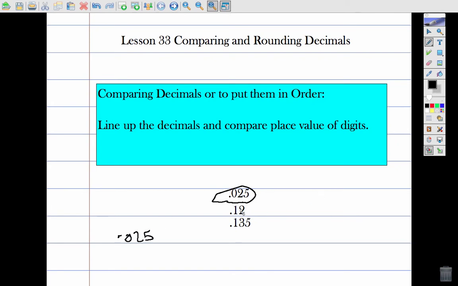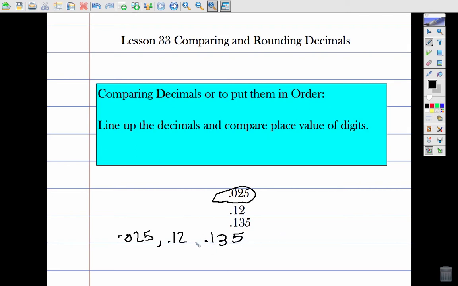I then want to look at my next number, because these two have the same first tenths value. I have a 1 here and a 1 here. And I want to look here at my next value. I can see that my 2 is lower than my 3, so I can write it next. 0.12, and my last number there is going to be 0.135.